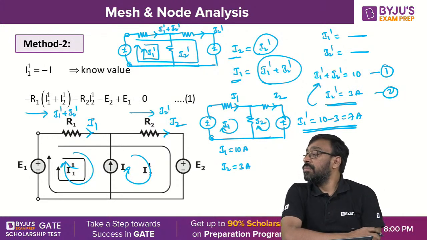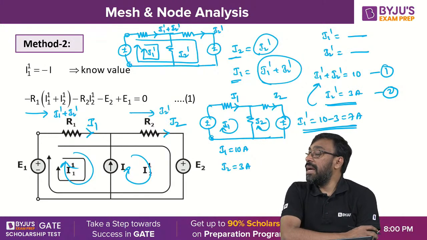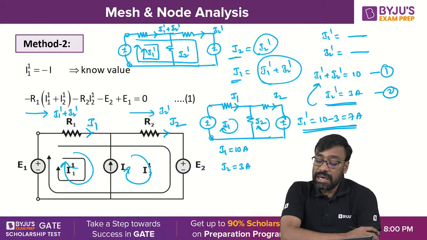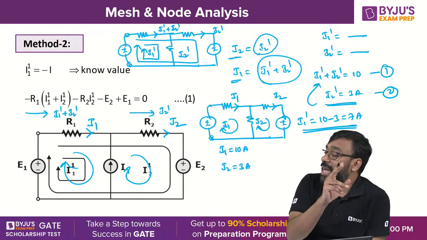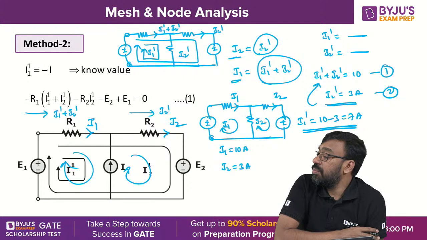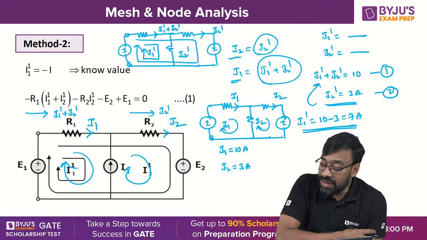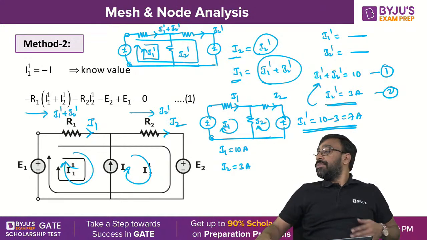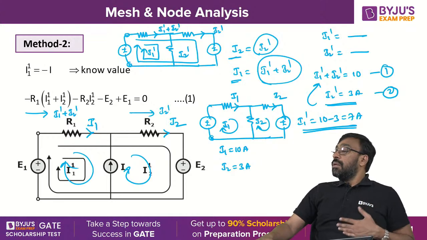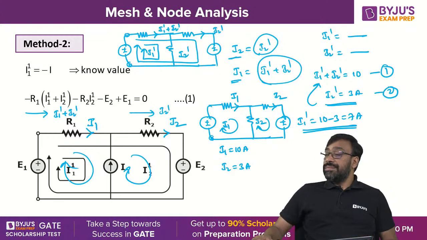Chandu, I2 dash you got 3. Very good. But what about I1 dash? How is it 13? I1 dash plus I2 dash put together should be 10 amperes, right Chandu? Yes, Bindu Tarangini, very good. It is actually 7 amperes and 3 amperes. You understand? Okay.